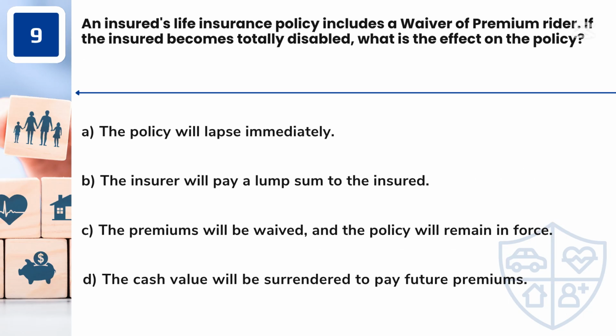Question 9. An insured's life insurance policy includes a waiver of premium rider. If the insured becomes totally disabled, what is the effect on the policy? A. The policy will lapse immediately. B. The insurer will pay a lump sum to the insured. C. The premiums will be waived, and the policy will remain in force. D. The cash value will be surrendered to pay future premiums.